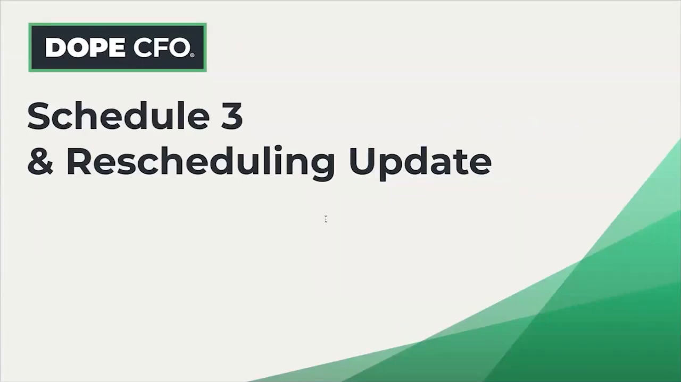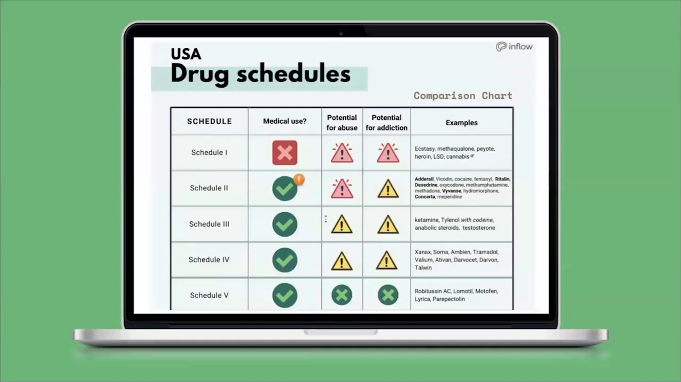Let's talk quickly about Schedule 3. Cannabis currently is on Schedule 1 with ecstasy and meth and peyote, heroin, LSD. Those are, per the government, all drugs with no medical use. They're harmful, they're bad, bad, bad.